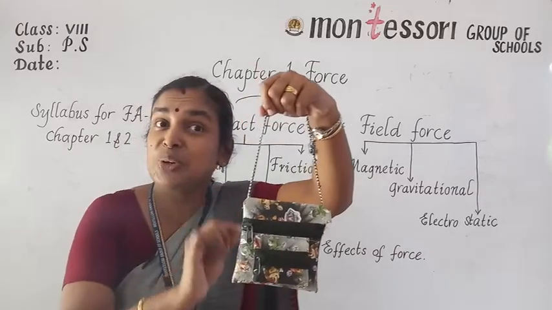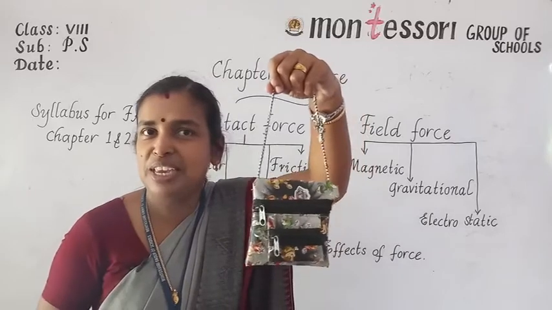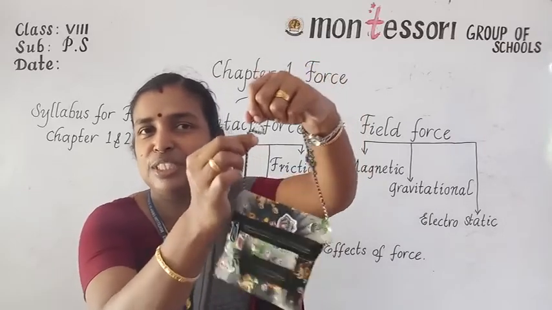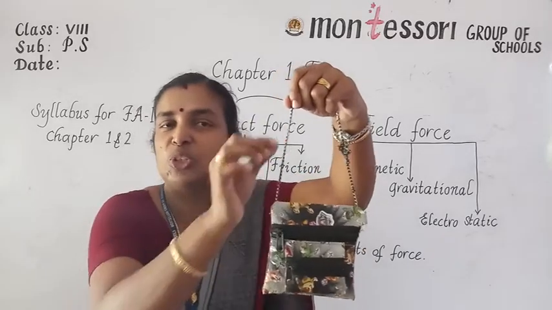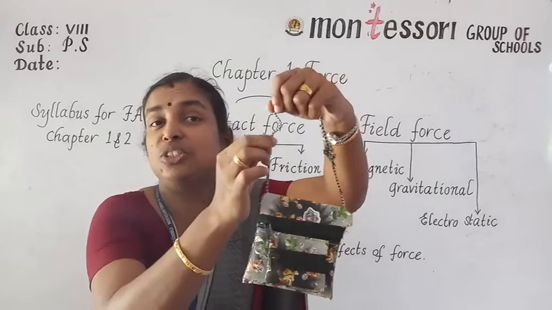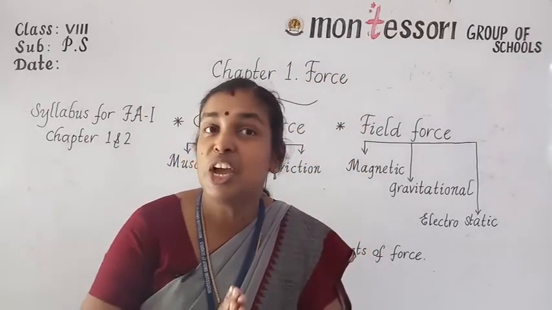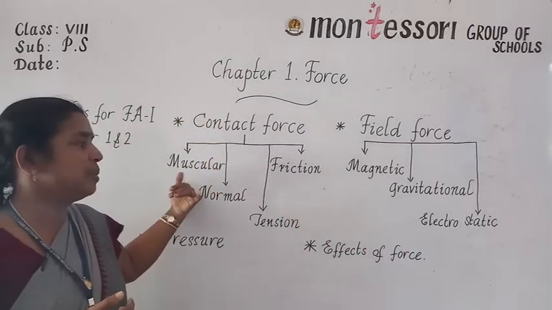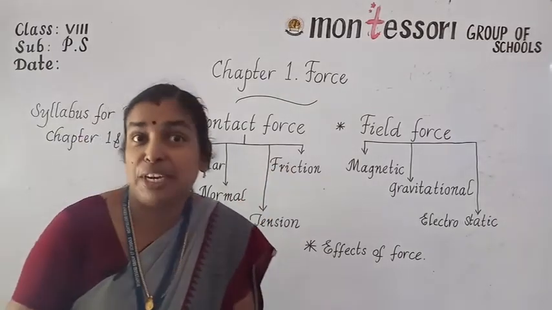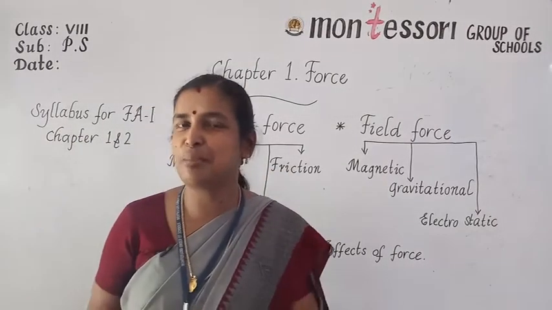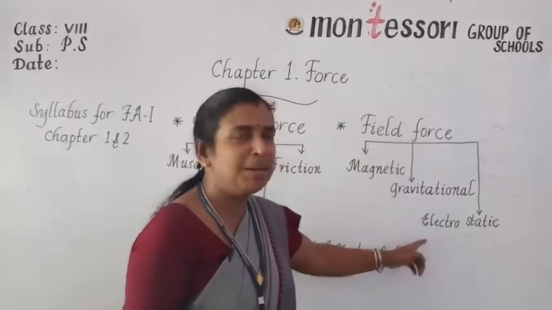Tension is also a contact force, both are in contact, isn't it? Gravity we cannot see, but this stretchiness of the string we can see, we can touch it. So, this stretchiness or tightness of the string, that is what is called tension. So, we discussed the contact forces: muscular force, normal force, tension and friction. Now, let us discuss field force. How many types of field force are available here?